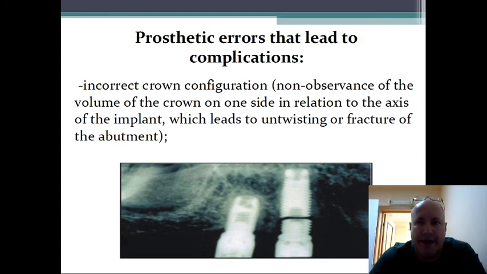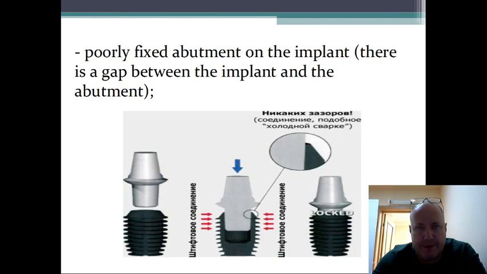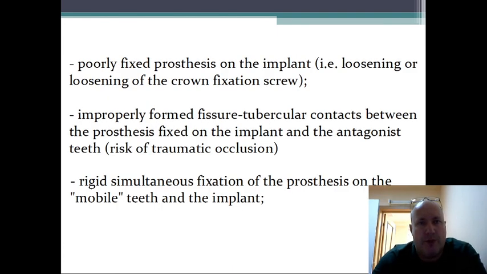Prosthetic errors that lead to complications. Incorrect crown configuration, non-observance of the bottom of the crown on one side in relation to the axis of the implant, which leads to untwisting or fracture of the abutment. Here you can see the fracture. Poorly fixed abutment of the implant. There is a gap between the implant and the abutment, and it can lead to fracture too. Poorly fixed prosthesis of the implant.